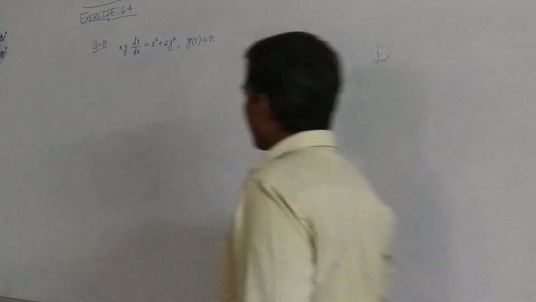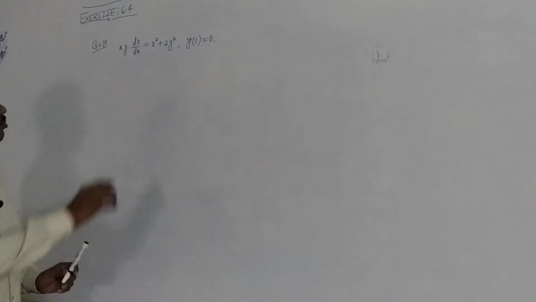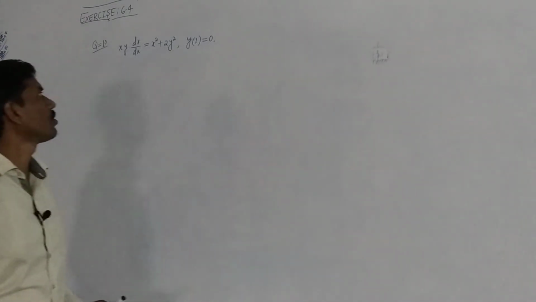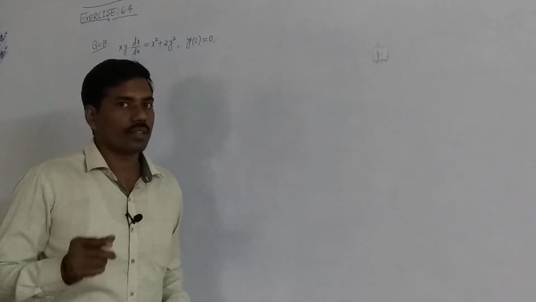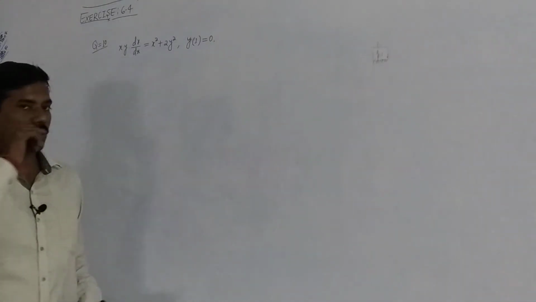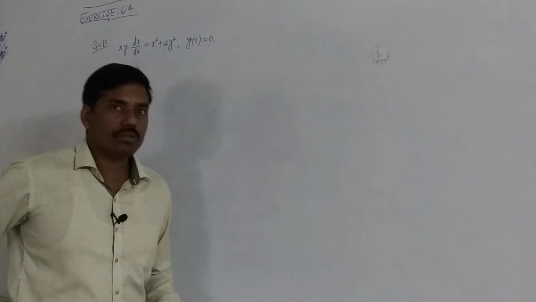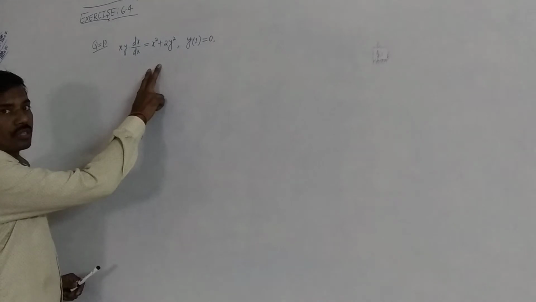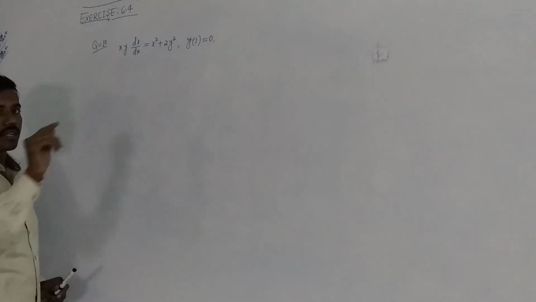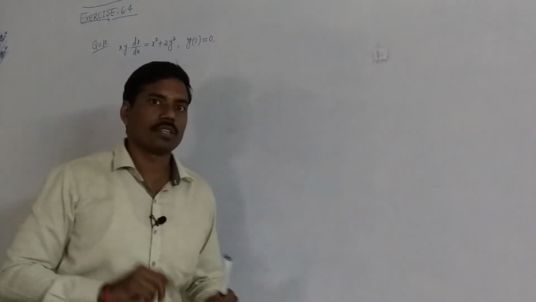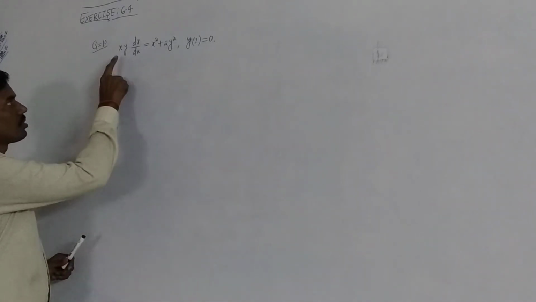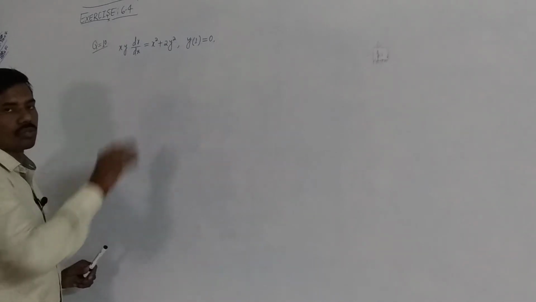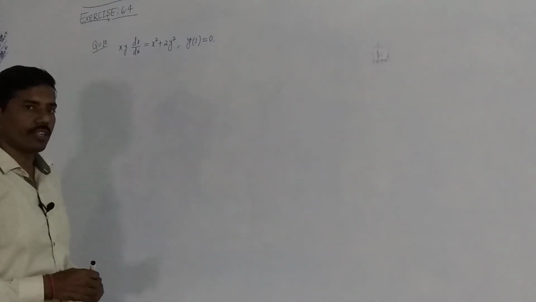Then question number 10 is stated as x y dy by dx is equal to x square plus 2y square. If y(1), that is x is equal to 1, then y is equal to 0, we have to find the particular solution of this homogeneous differential equation. This one is a homogeneous differential equation since the degrees of all terms of the given differential equation are equal. The degree of this term is 2, the degree of this term is 2, the degree of this term is 2. So this one is the homogeneous differential equation.